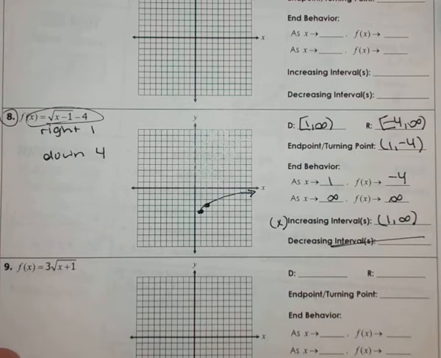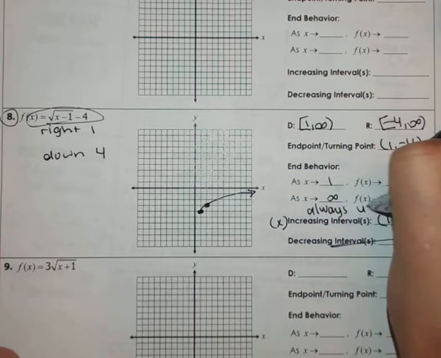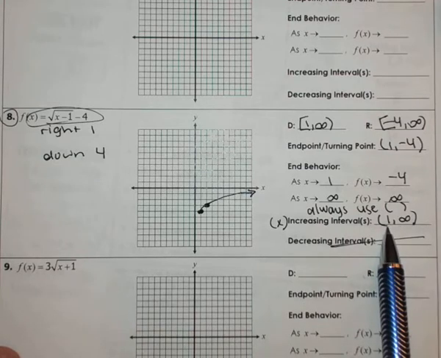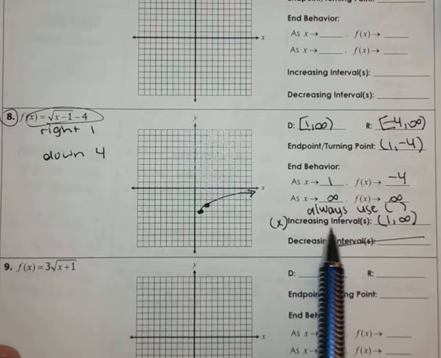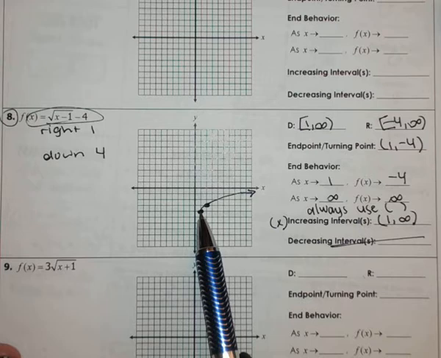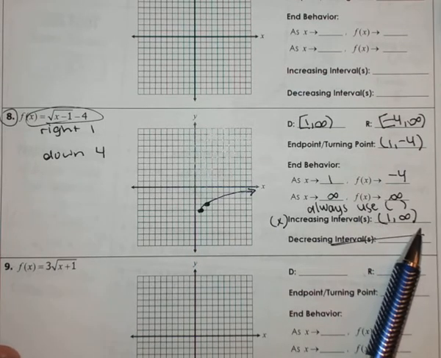And you always use parentheses for these. That's something the answer key does not do, so make a note of that. Always use parentheses, because technically when you use a parenthesis, it indicates that point's not included in whatever you're listing. Here we're listing the increasing interval. We cannot say at point 1 it's increasing. That's not possible, so you use a parenthesis. Infinities, you always use a parenthesis.